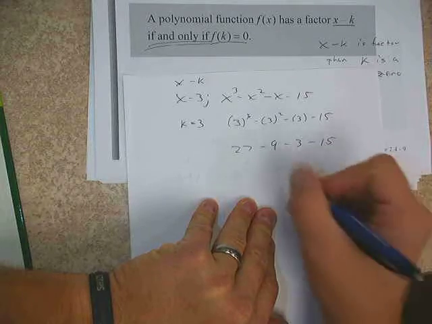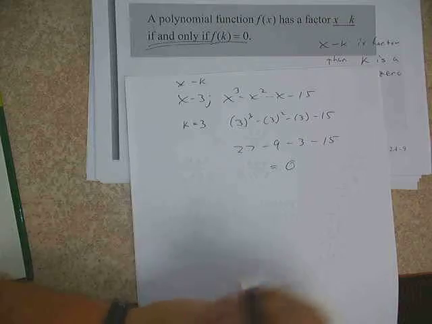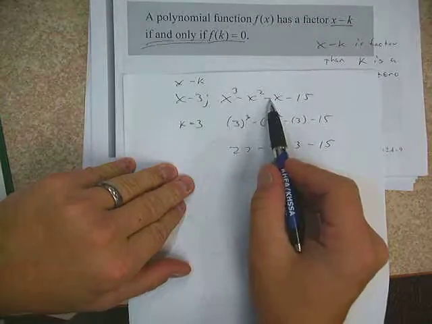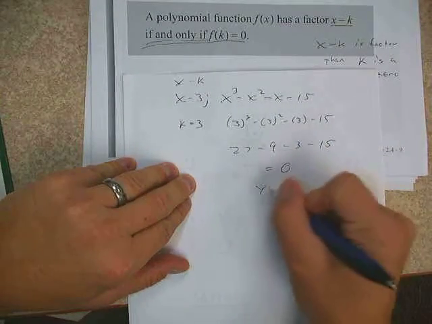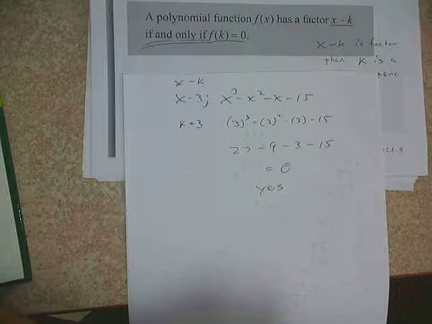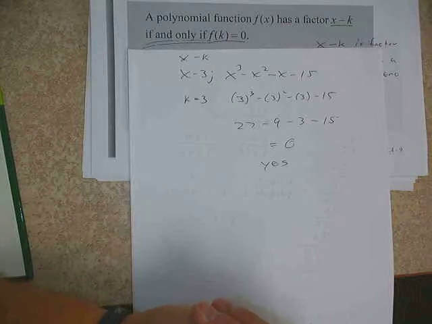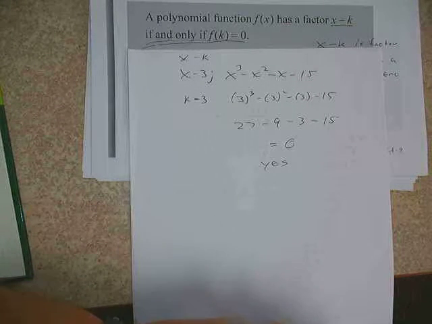If we go left to right and subtract, we'd get 27 minus 9, that is 18. 18 minus 3 is 15, and 15 minus 15 is equal to what? 0. So the answer to the question then is, is this a factor of this? Yes. And we can find that out by using the factor theorem.